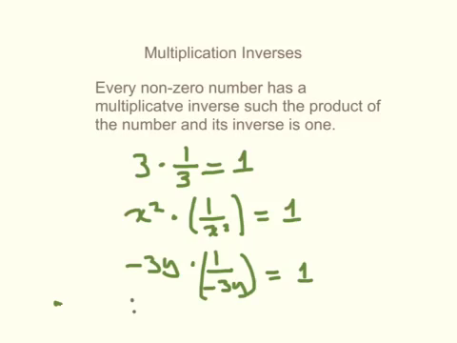Here are some examples. 3 and 1/3 are inverses of each other because when you multiply them together you get 1. X squared and 1 over x squared are inverses of each other because when you multiply them together you get 1. Notice that the two numbers are reciprocals of each other. X squared is the reciprocal of 1 over x squared and vice versa. Minus 3y, its reciprocal is 1 over minus 3y, and when you multiply those out you always get 1.